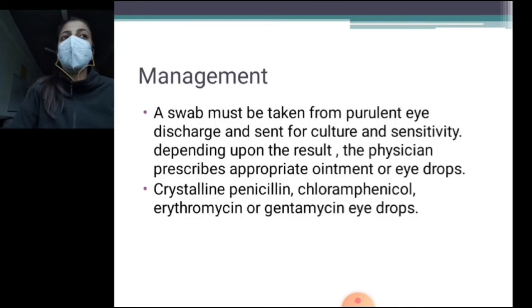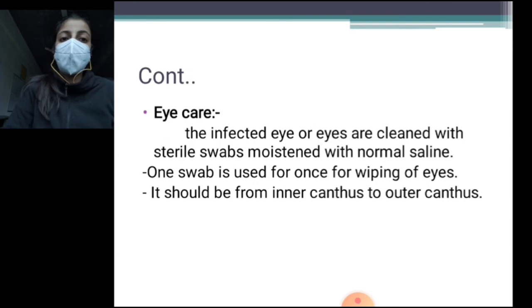If we talk about the management, a swab must be taken from the purulent eye discharge and sent for culture and sensitivity. Depending upon the result, that is, what the main causative organism is, the physician prescribes the appropriate ointment or eye drops. For the main management, crystalline penicillin, chloramphenicol, erythromycin or gentamicin eye drops are mainly prescribed in ophthalmia neonatorum.